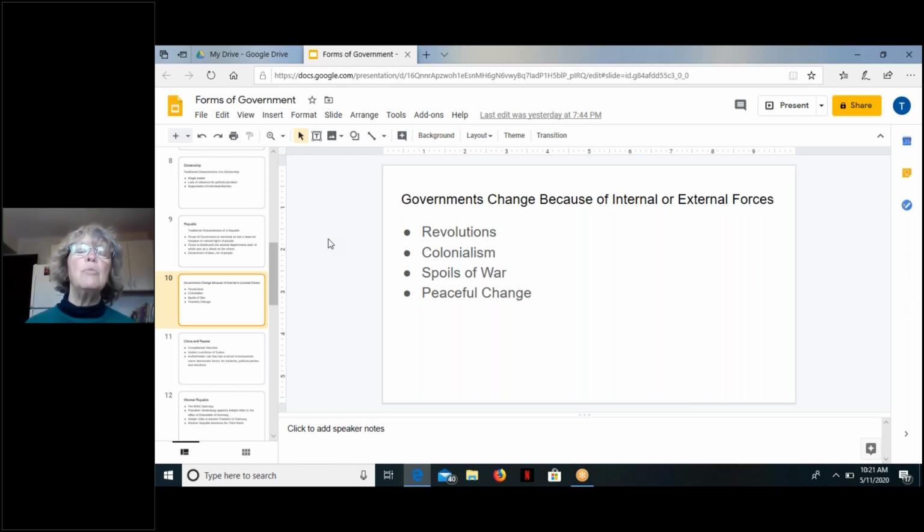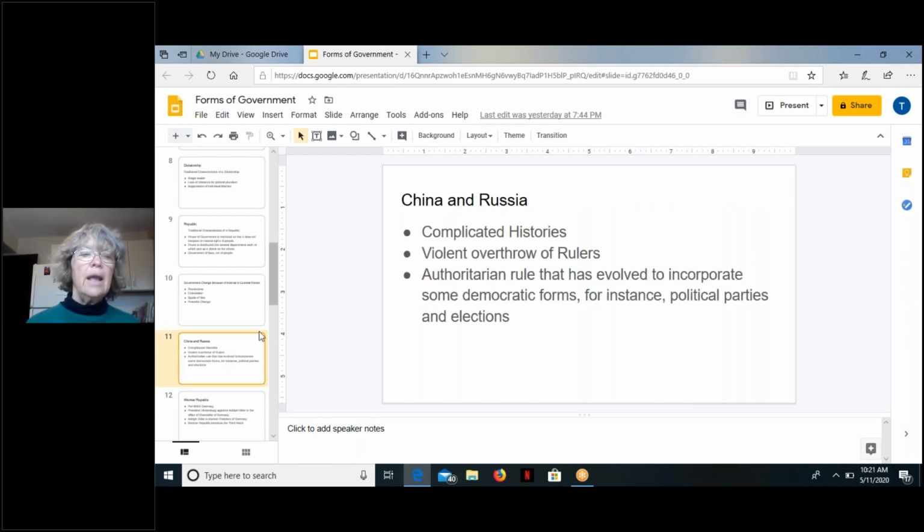And finally, we'll talk about peaceful change. Peaceful change is generally internal change that happens over time. That is also very typical as we look at history with a long enough lens. Let's look at China and Russia. Both of these are countries that are in the news all the time, and we know they are very, very old. Their history goes way, way back, and these histories are very complicated.